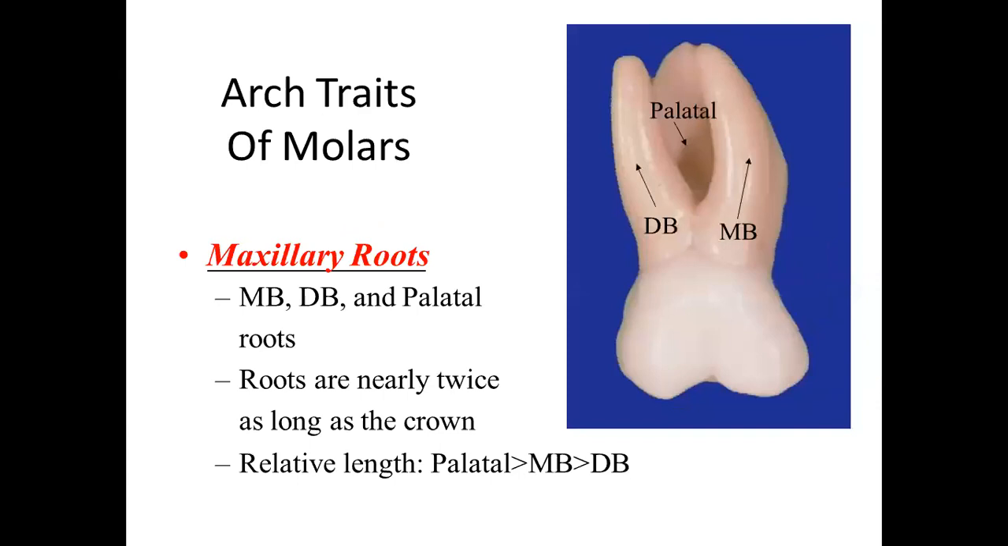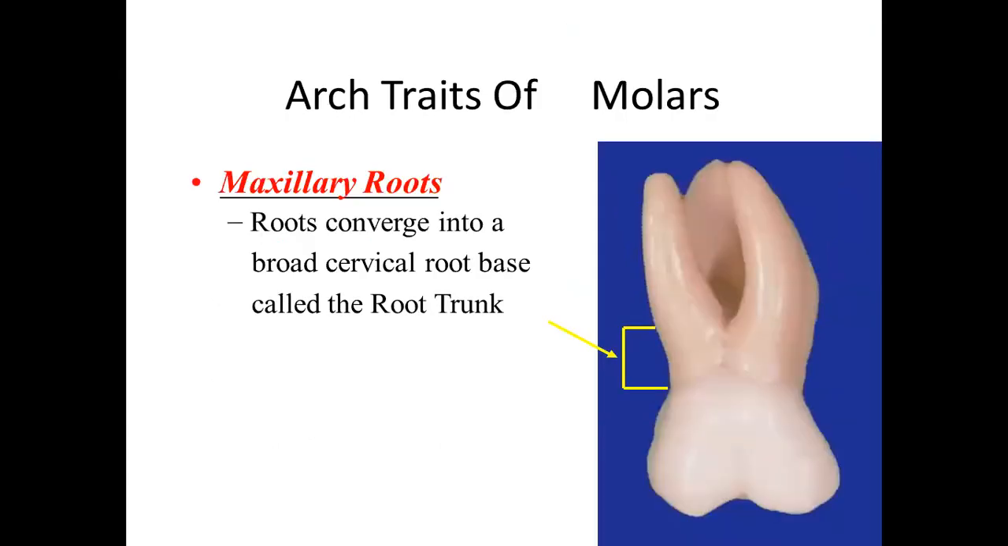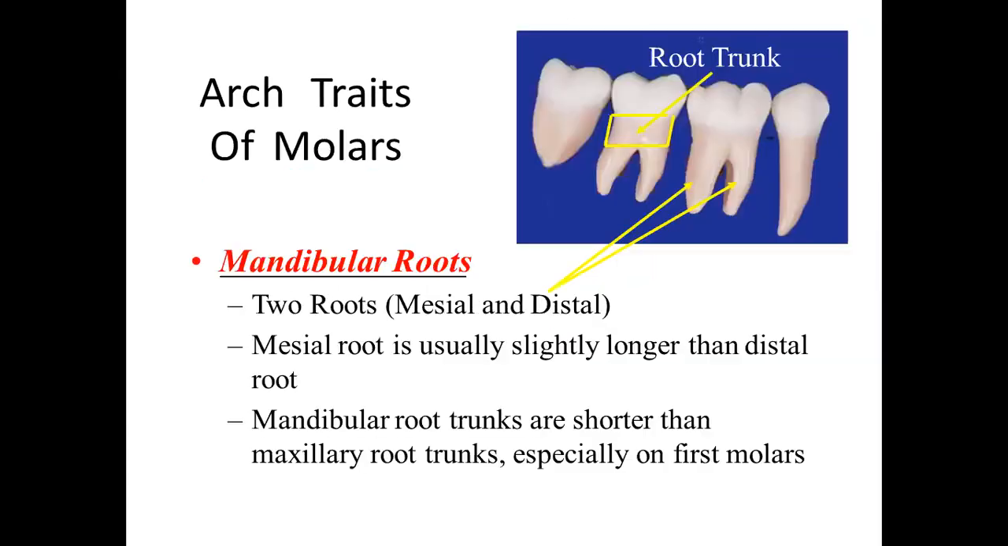When we compare the roots of the molars, the maxillary roots will have mesiobuccal root, distobuccal root, and the palatal root, and the roots are nearly twice as long as the crown. Therefore, the root length is more in comparison to the crown length, and when we compare the length of the root, palatal root is the longest among all three. Also, the maxillary roots show a convergence into broad cervical root base, which is known as root trunk.